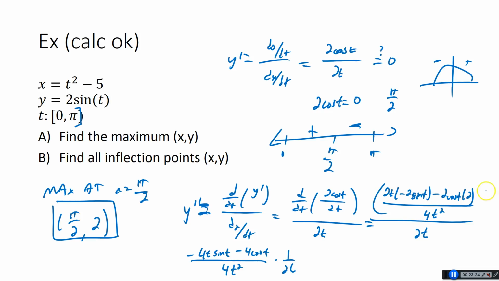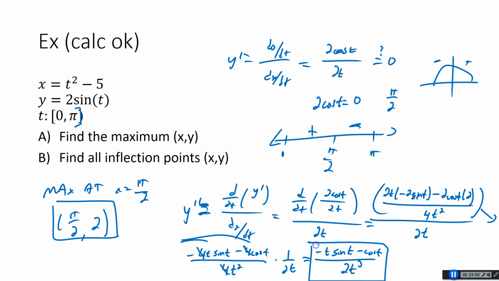So I just basically slid this entire thing over, right? So I have 1 over 2t multiplied by that whole thing. These 4's all cancel. You factor the 4 out of the top technically and then divide with the 4 on the bottom. So it looks like our derivative is negative t sine t minus cosine t, divided by 2t cubed. Okay, so that is our second derivative.